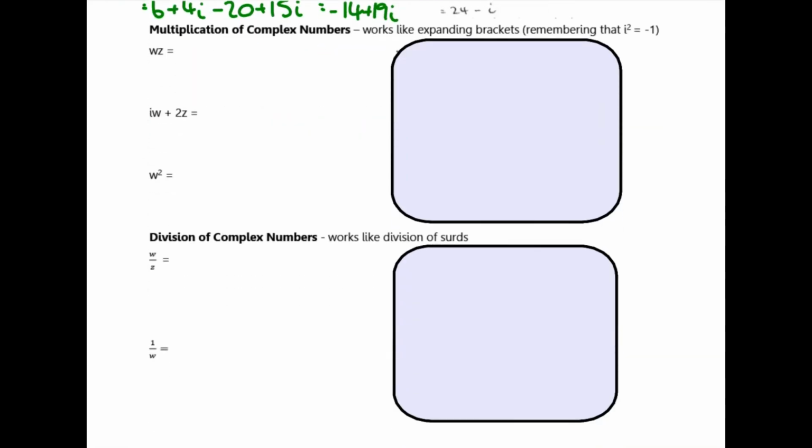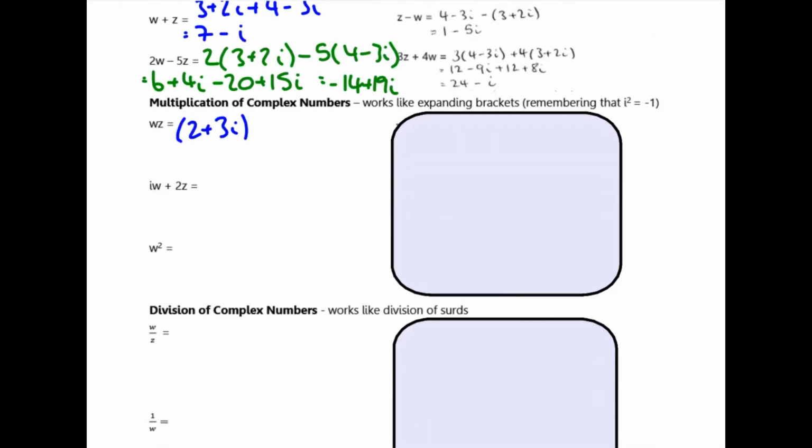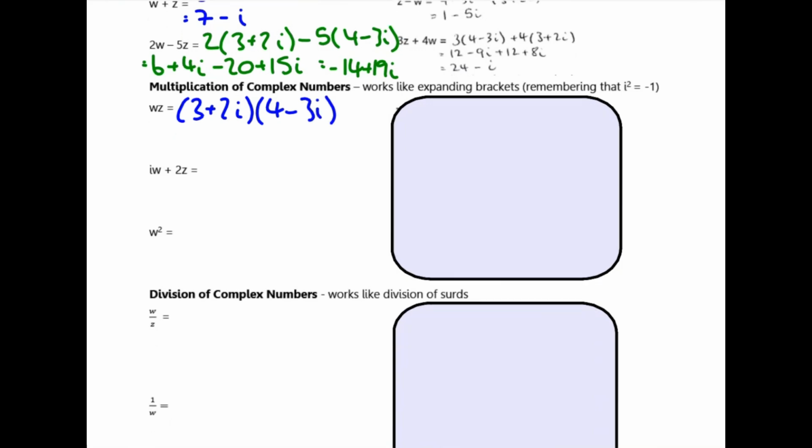Next, on to multiplication of complex numbers. So this works just like expanding brackets. So doing w times z, that's 3 plus 2i times 4 minus 3i. I'm just going to expand these brackets here. So 3 times 4 gives me 12, minus 9i, plus 8i, and then minus 6i squared.